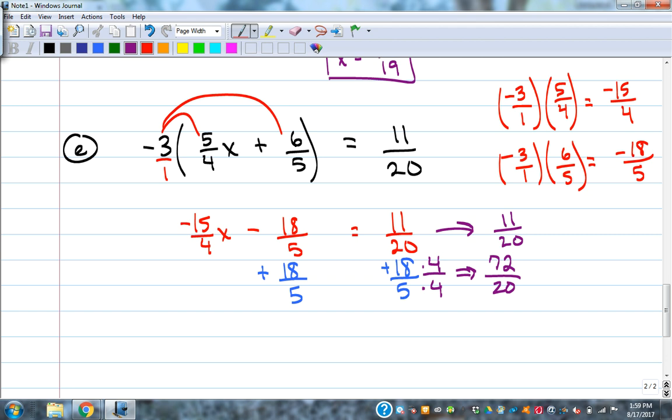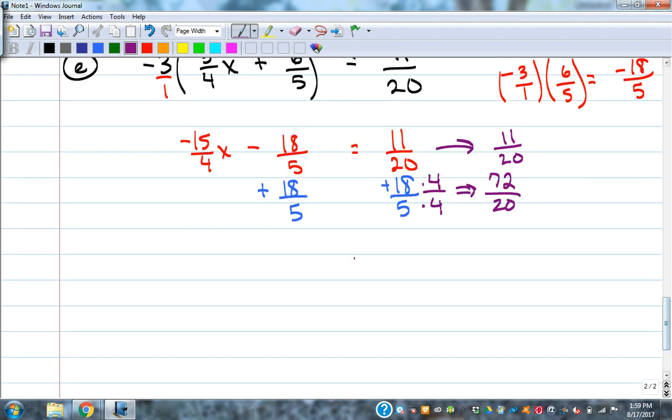So I put those together. That's what? 83 over 20. Will that simplify any? 83 over 20? No. If it were 80 over 20, yeah, it would be nice. It'd be 4, but it's not. Okay.